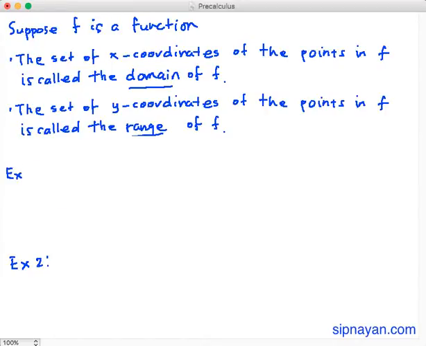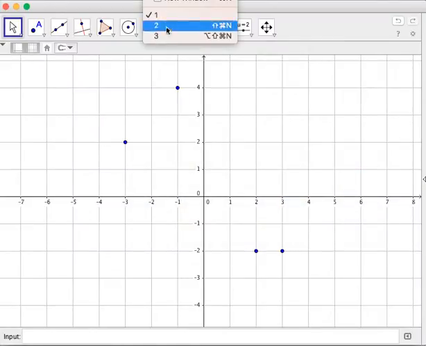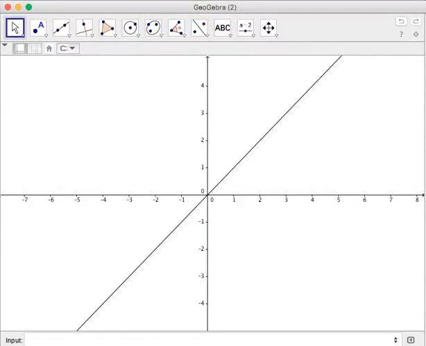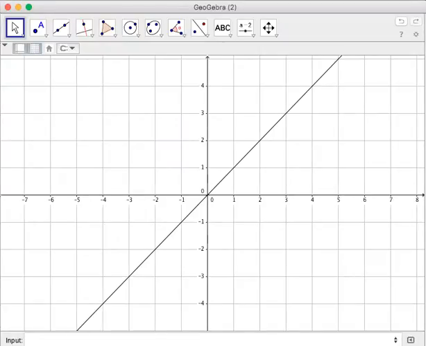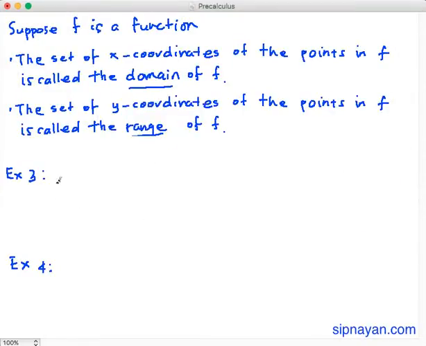Example 3. Sa example 3, we will have this function. Alam niyo kung paano yung equation ng function na yan? Lagyan natin ang graph. Hulaan niyo ba kung ano yung equation niya? So this is the function y equals x.